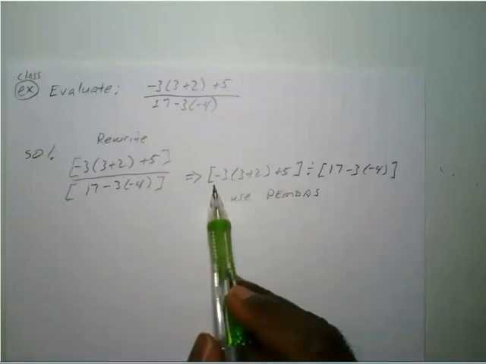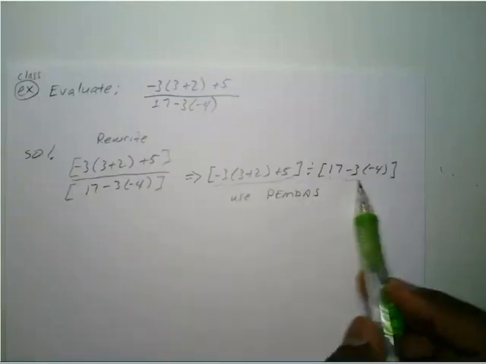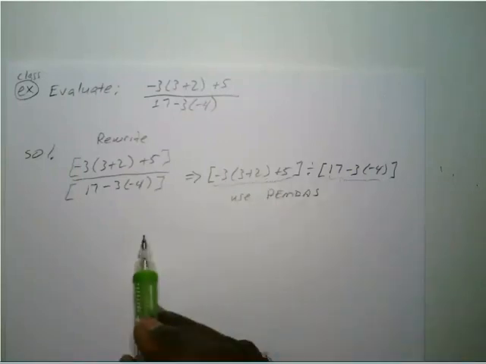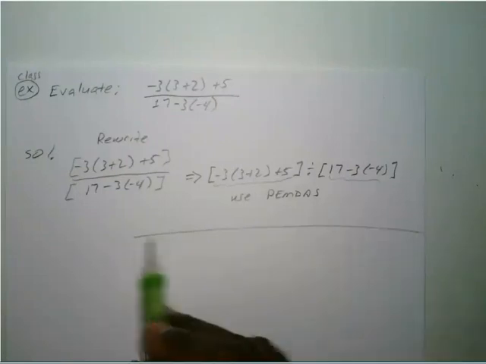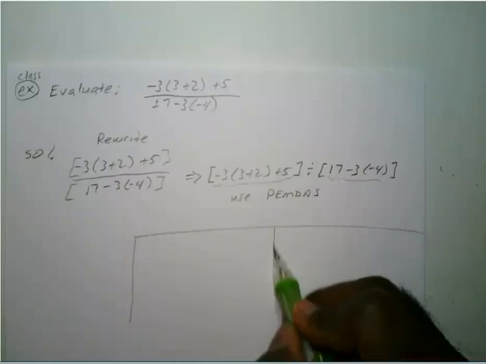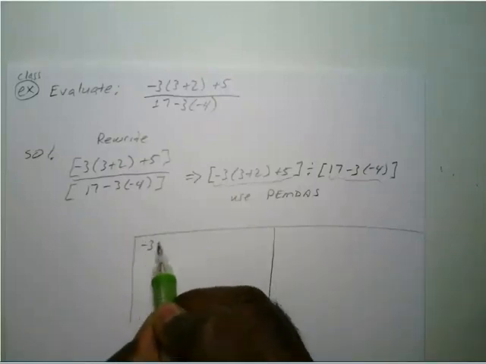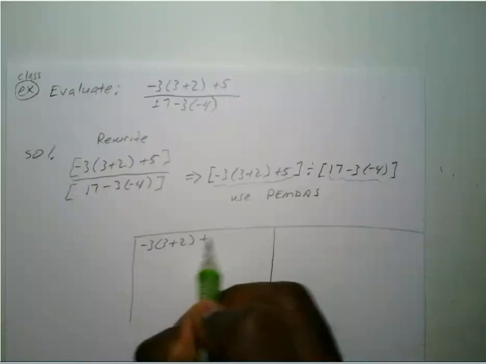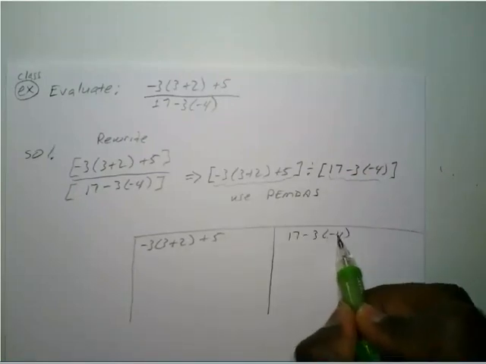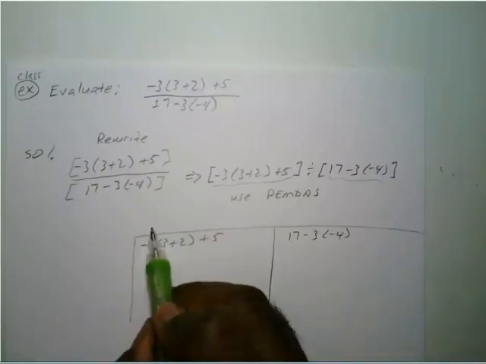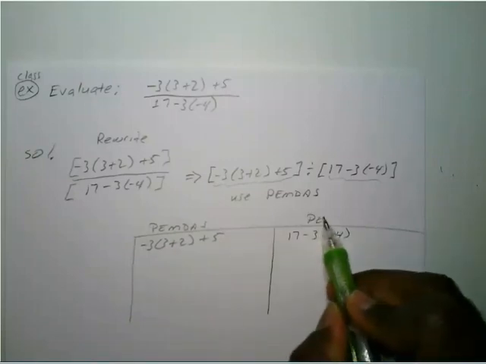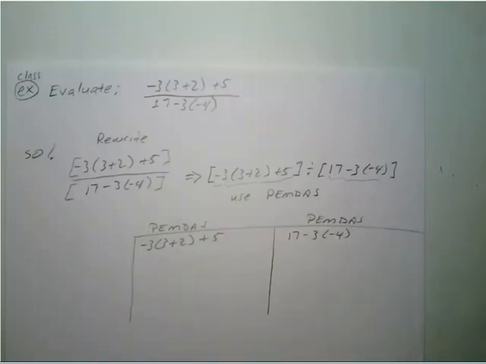Okay. So once again, we have groupings for both of those. So we have to use PEMDAS for both of those. So what I'm going to do is just separate those two. So you have negative 3 times 3 plus 2 plus 5, and you have 17 minus 3 times negative 4. So you're going to use the order of operations for this one, and you're going to use the order of operations for that one.